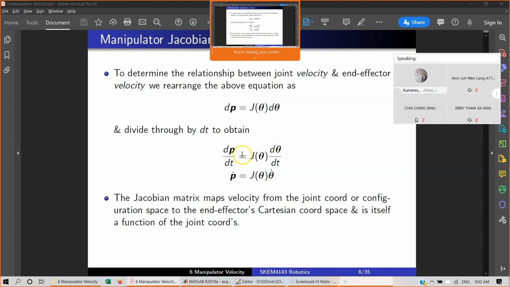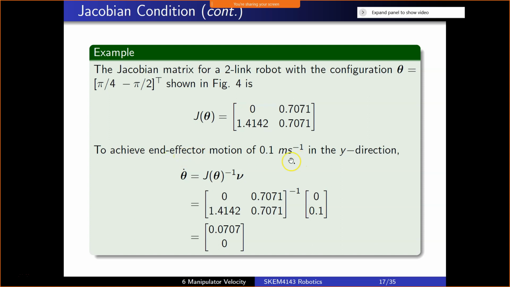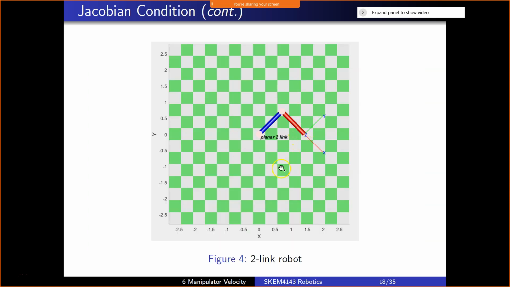Watch the previous lecture for sections 2 and 3. The end effector is moving 0.1 meter per second in the y direction. Physically, what does it mean?